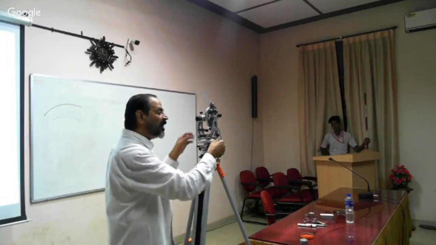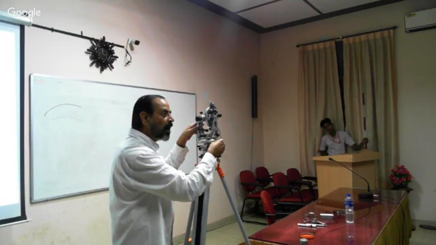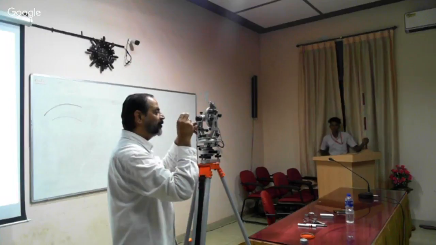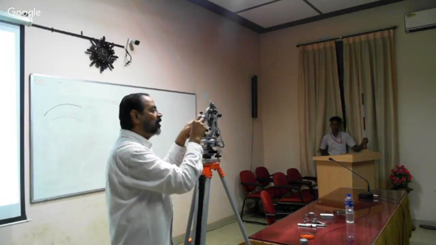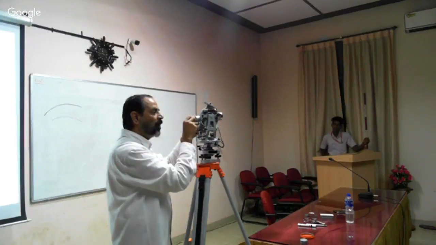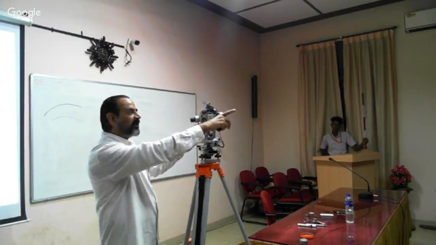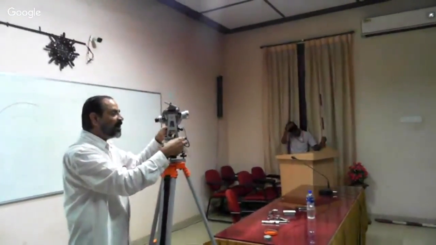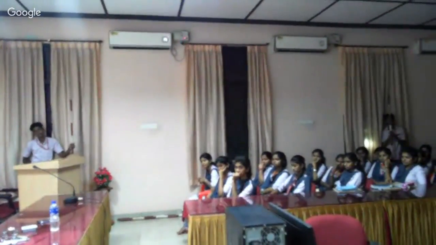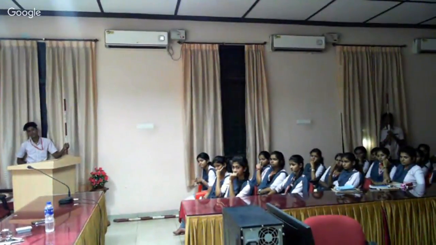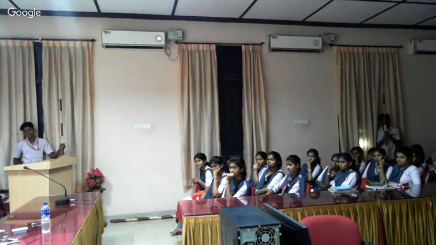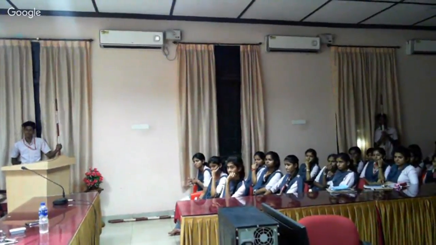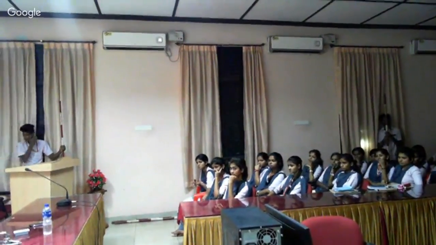Now open the upper clamp, rotate the telescope and bisect the object B. Rotate the telescope and bisect the object B, and make the exact bisection of the object B over the tangent screw.